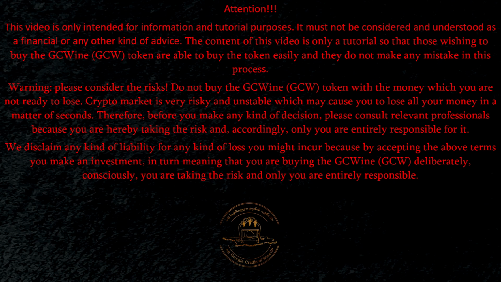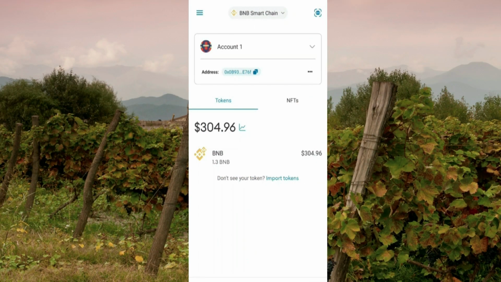Now I will explain and teach you how you can buy the GCWine, GCW, token in 4 ways. The first way is to buy the GCW token using your mobile phone. Now let's add the GCWine, GCW, token to our MetaMask wallet so that when we buy the tokens, they are reflected in the wallet. It's very easy to do this.